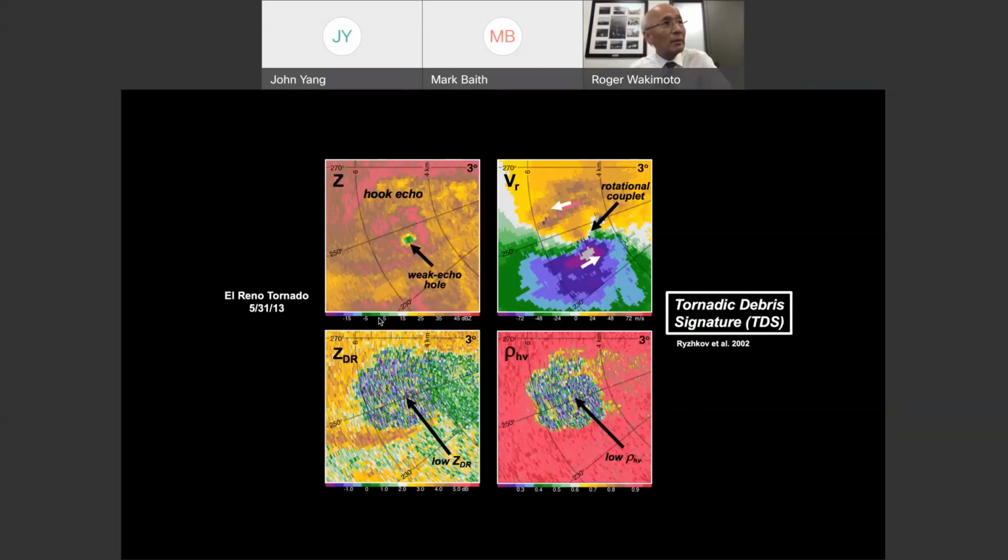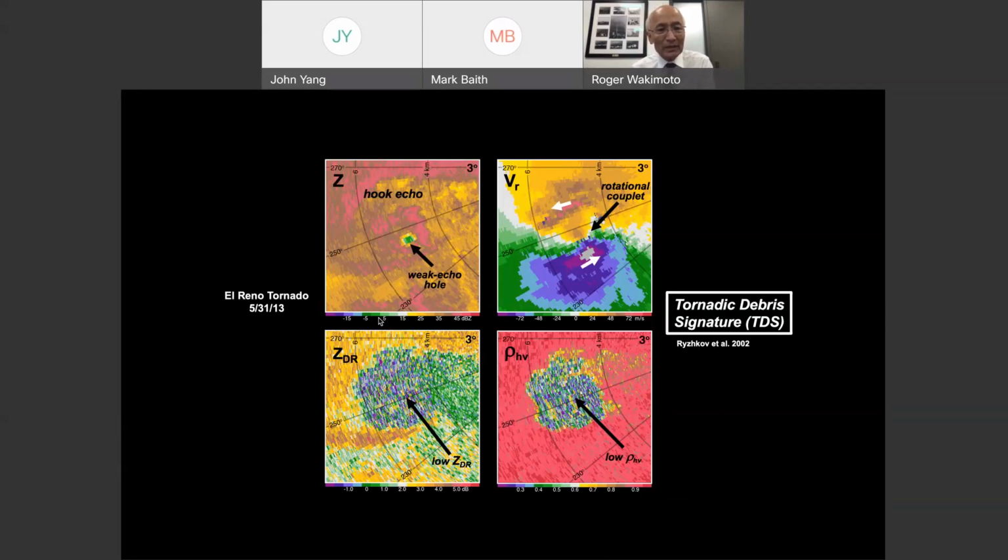Vladimir Ryzhkov, a number of years ago, came up with what he called the TDS, or Tornadic Debris Signature. And very simply, I'm using the El Reno tornado, but I could have used other tornadoes. This is the characteristic of a TDS. On the top left, you get a hook echo with a weak echo hole, which the black arrow is showing you. On the top right, there's a prominent rotational couplet. Now, this is a real example. That should look like the schematic I showed you. By the way, that's a huge rotational couplet. The range rings are every 2 kilometers. This is gigantic. And the tornado was gigantic.